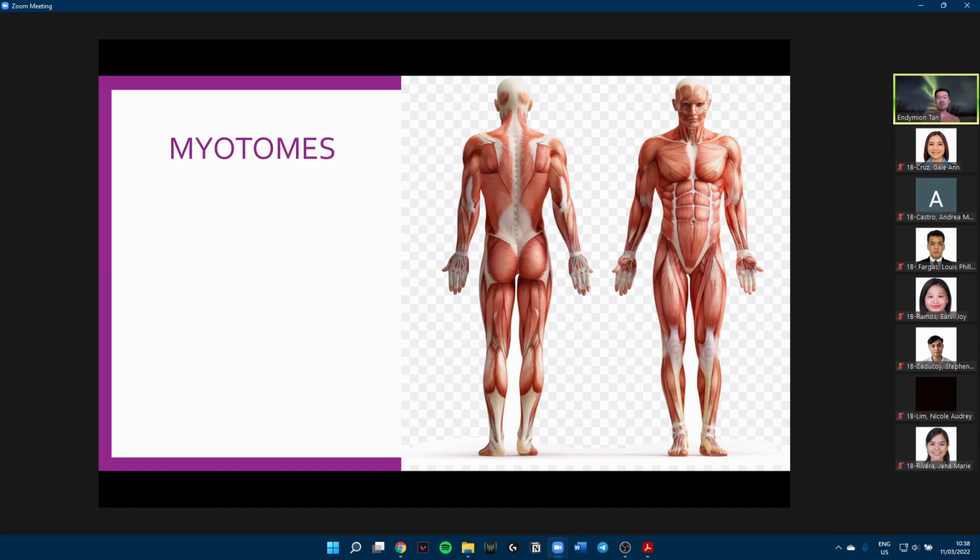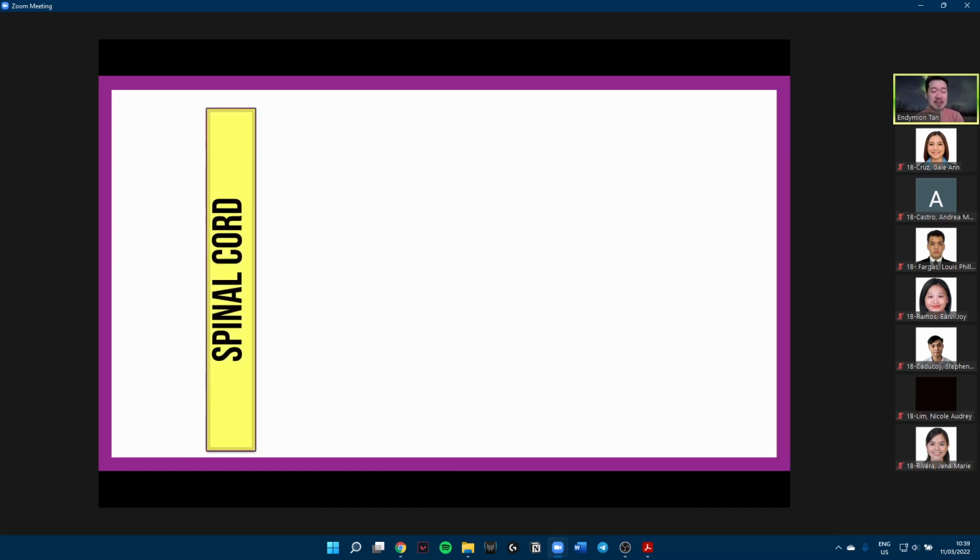L2, hip flexion. L3, knee extension. L4, ankle dorsiflexion. What is the main ankle dorsiflexor? Extensor hallucis longus po. Ankle dorsiflexion. Tibialis. Tibialis anterior. Very good. L5 is your extensor hallucis, so your big toe extension or big toe dorsiflexion. S1 is your ankle plantar flexion. Okay? Very good. Let's talk about the spinal cord.